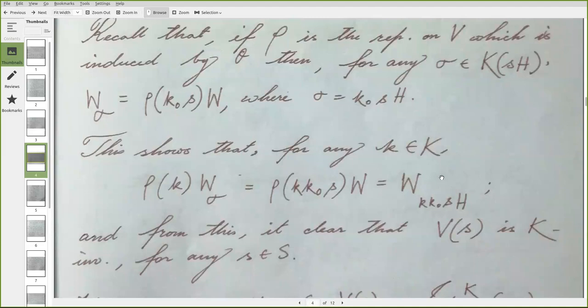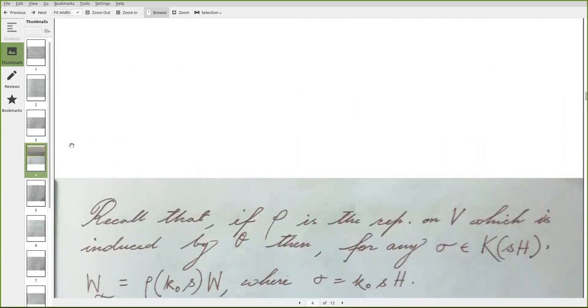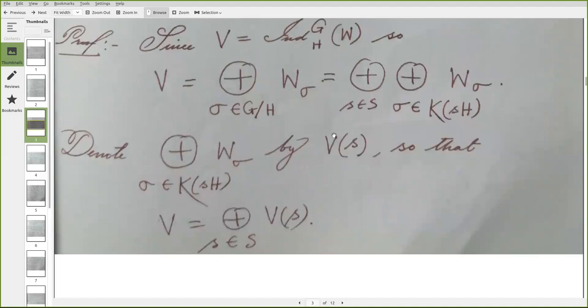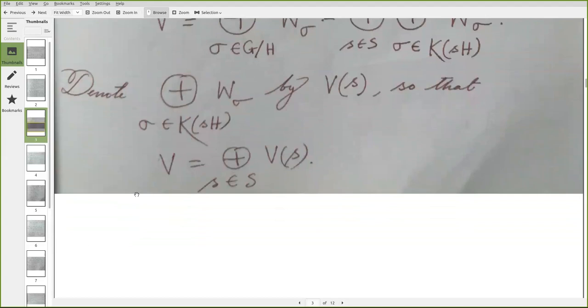a typical rho sigma or a typical W sigma, when applied rho K on that. For a typical term K sigma, when applied rho K on that, it just goes to another summand in the same sum. That shows that the Vs is K invariant. Okay.